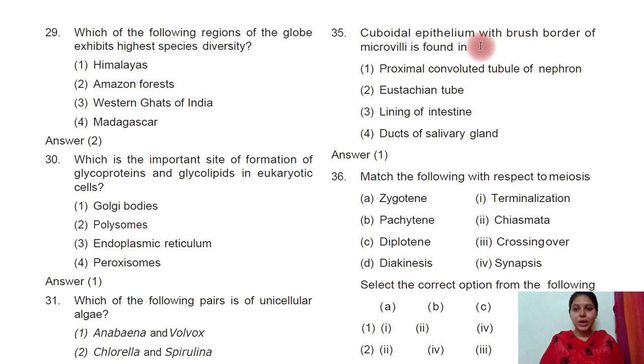Cuboidal epithelium with brush border of microvilli. So it is always present in the proximal convoluted tubule of the nephron. So why does it have to be present in the convoluted tubule of the nephron? For what? Sodium and calcium reabsorption in the proximal convoluted tubule. So that's why cuboidal epithelium cells with brush border are present.